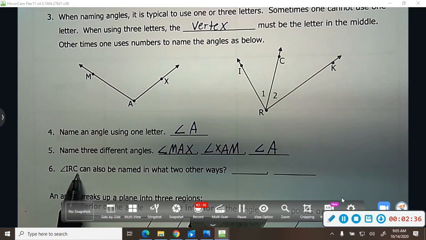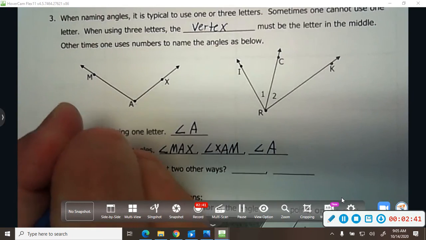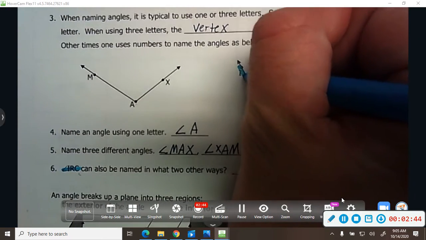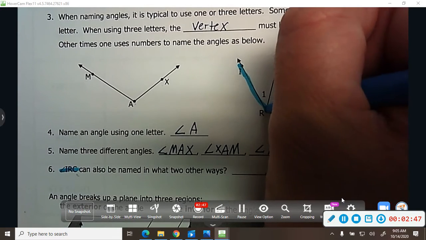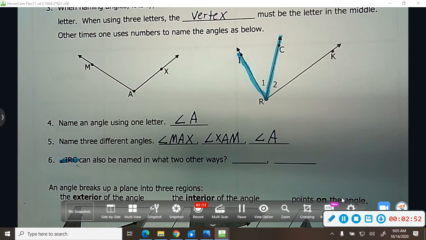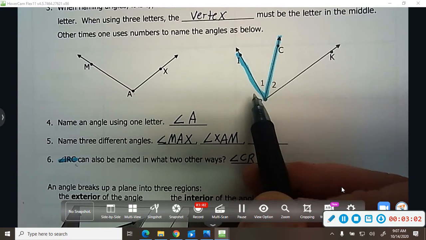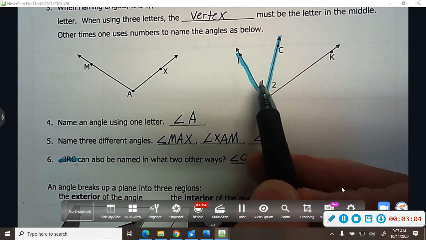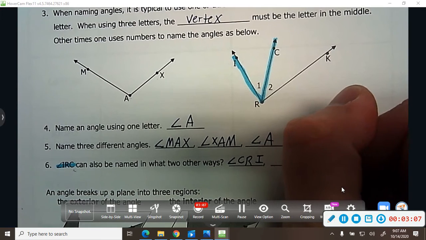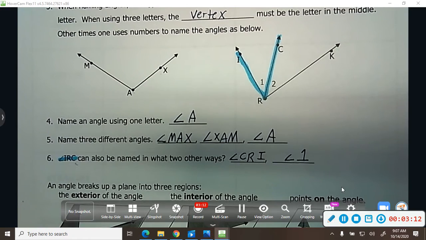And now we're talking about angle IRC. So sometimes I like to highlight what they're talking about. So angle IRC, so if I go to the vertex R, go to C. And so I can name that in two other ways. IRC could also be called CRI, and it could also be called angle 1. So you can name angles multiple ways.